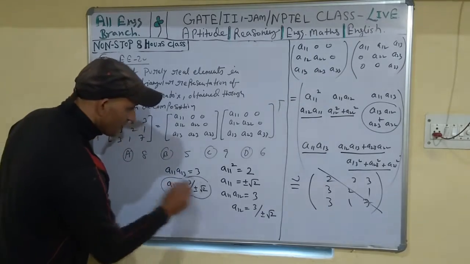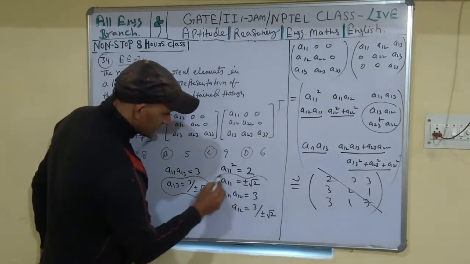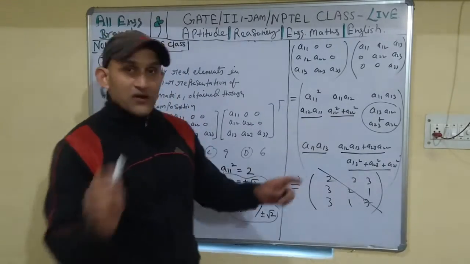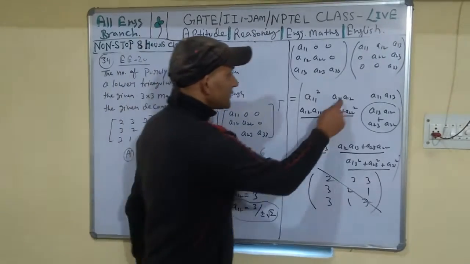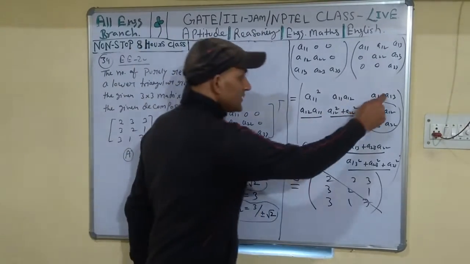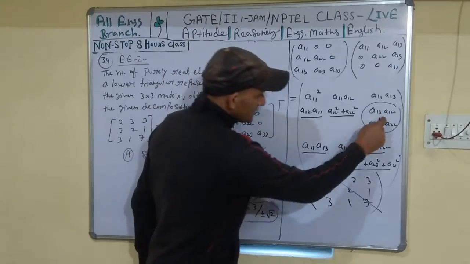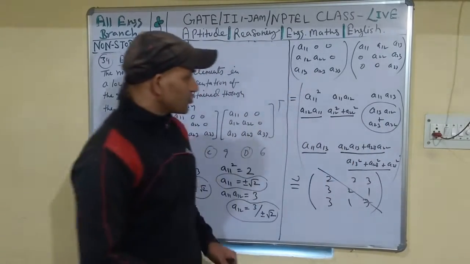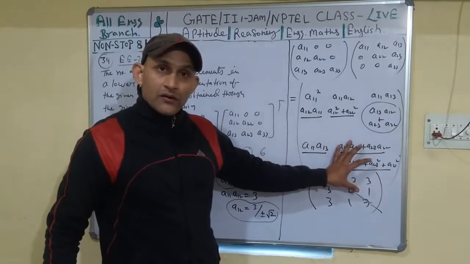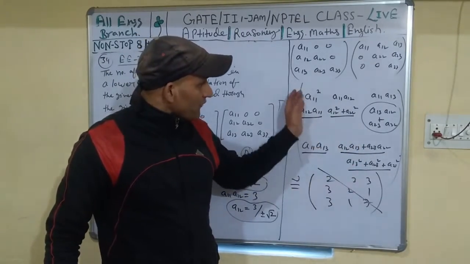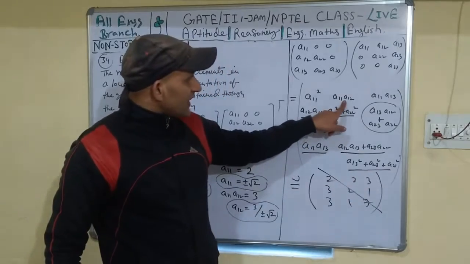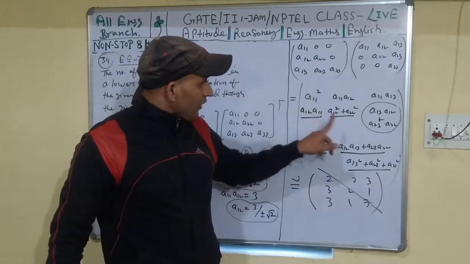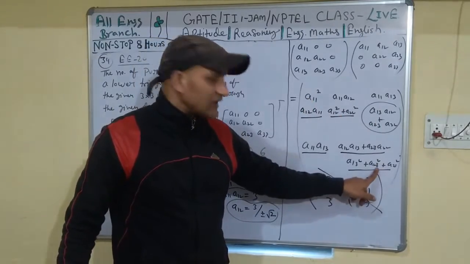One is this, second is this, and third one is this, 3. You must note that this is a symmetric matrix. This and this are the same, this and this are the same, and this and this are the same. So there is no need to find the lower elements. We have to find only the upper elements. This element we have found, this element we have found, and this element we have found. Now we have to find this and the last one.